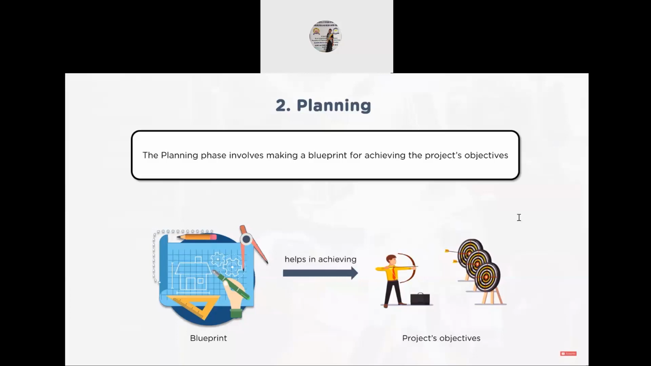So planning provides you clear insight into what needs to be done in this project, how it has to be done, and what results can be achieved out of that particular project. So this involves making a clear blueprint of the project objectives, what we are supposed to achieve. This will become a reference point throughout the project life cycle.